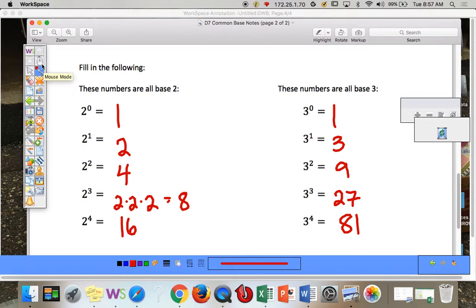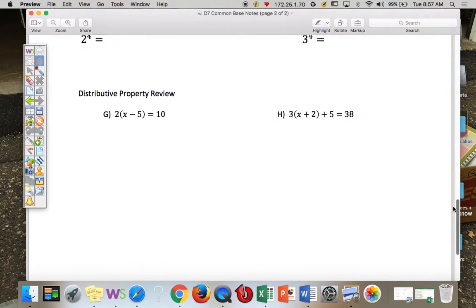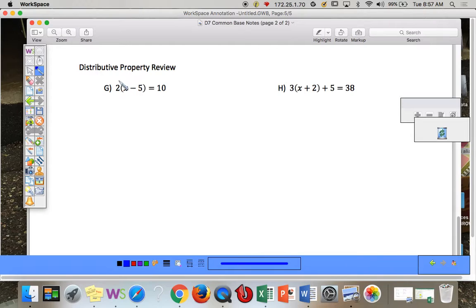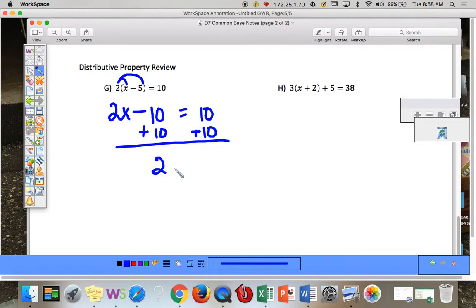All right, the last thing we're going to review is the distributive property, because we'll need that for tomorrow. If you have parentheses here, you can distribute. We have 2 times x minus 2 times 5, which is 10, equals 10. We'll add 10 to each side. We get 2x equals 20. Divide each side by 2, so x is 10.